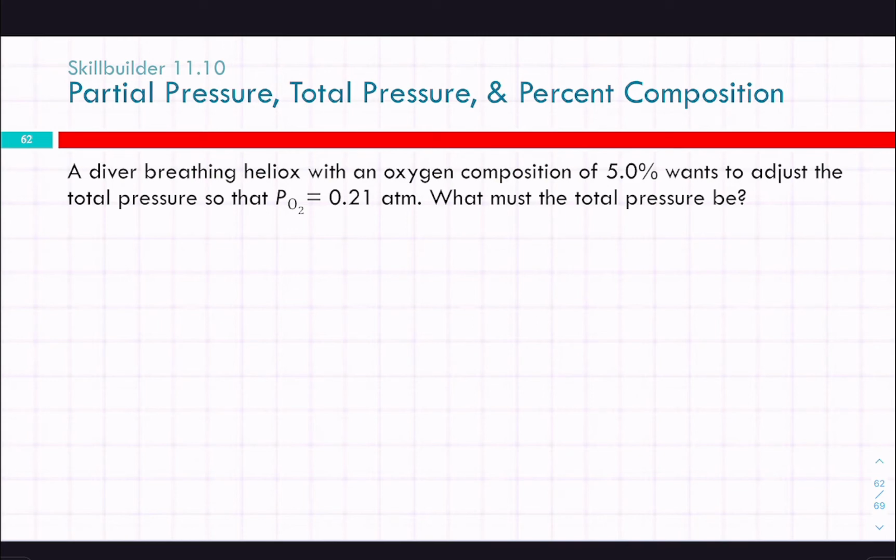So if a diver breathing heliox with an oxygen composition of 5% wants to adjust the total pressure so that the partial pressure of oxygen is 0.21 atmospheres, what must the total pressure be? So his oxygen composition is 5%.